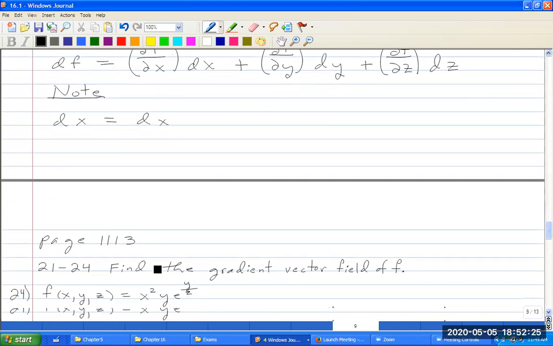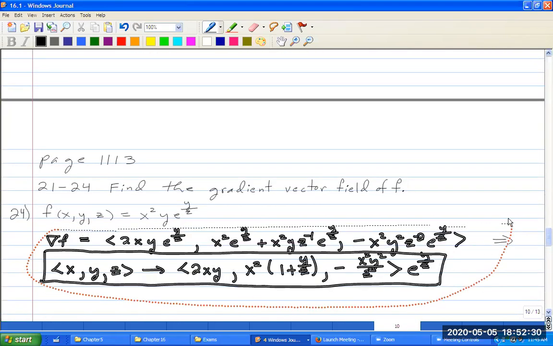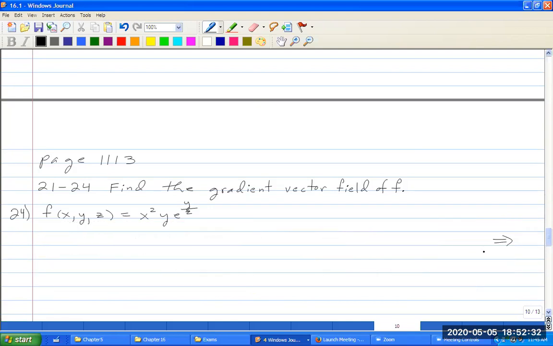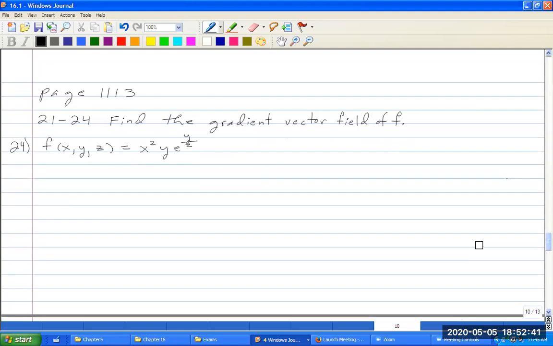Okay, let's do some examples on page 1113. In problems 21 through 24, find the gradient vector field of F. So problem 24, F of x, y, z is equal to x squared y e to the yz over z. So let's determine the gradient.